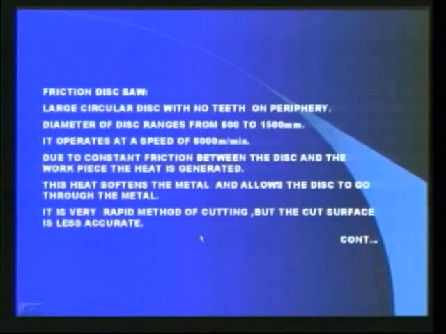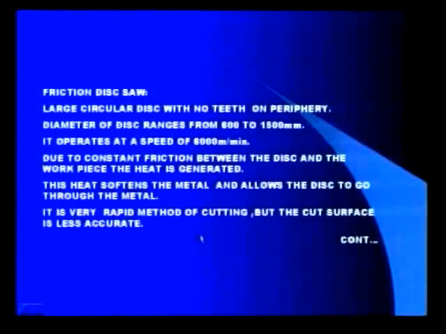Friction disc saw consists of a very large circular disc without teeth on the periphery. The diameter of the disc ranges from 600 to 1500 mm and operates at a rim speed of about 6000 meter per minute. Due to constant friction between the disc and the workpiece, the heat generated is sufficient to soften the metal and allows the disc to go through the metal.